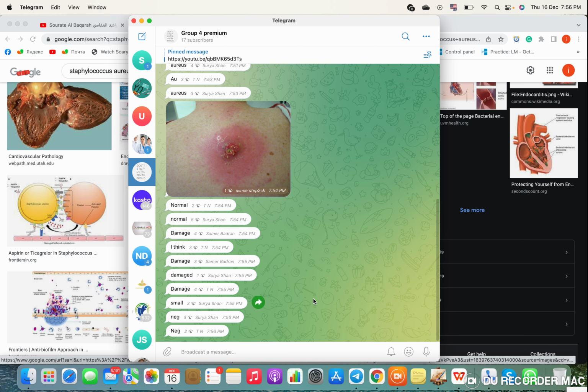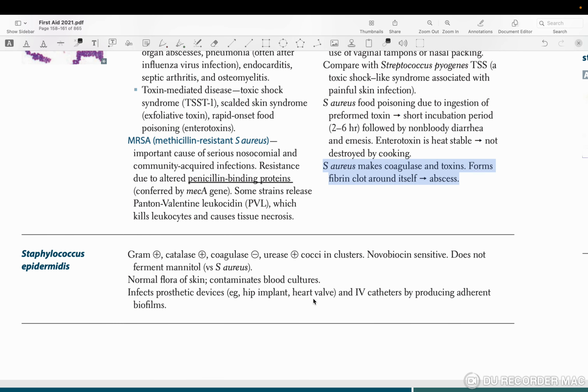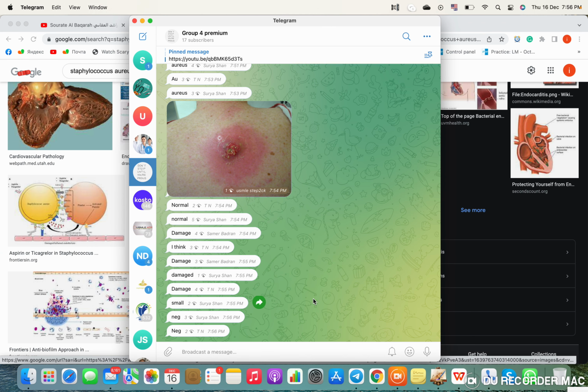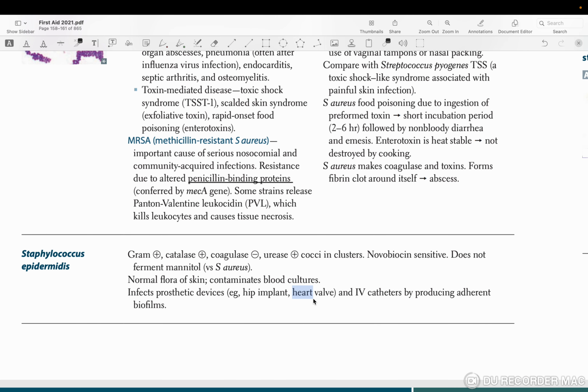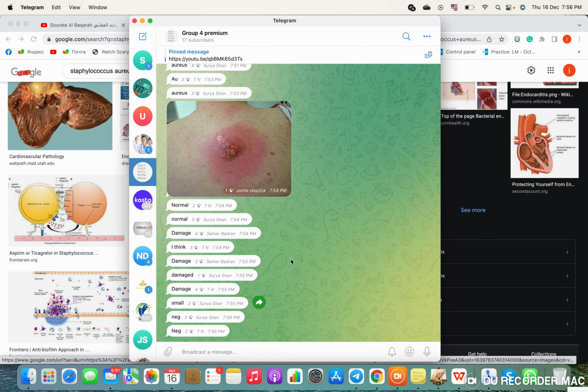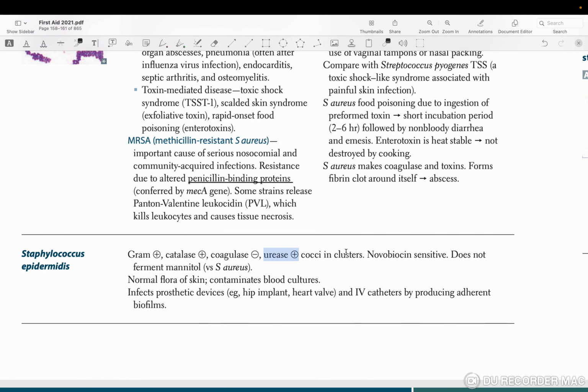Negative, done. Anything that is not Staph aureus is coagulase negative. Just a quick trick: all staphylococci, all of them, are catalase positive. They are also urease positive, which means they can convert urea into ammonia, and they form cocci in clusters.